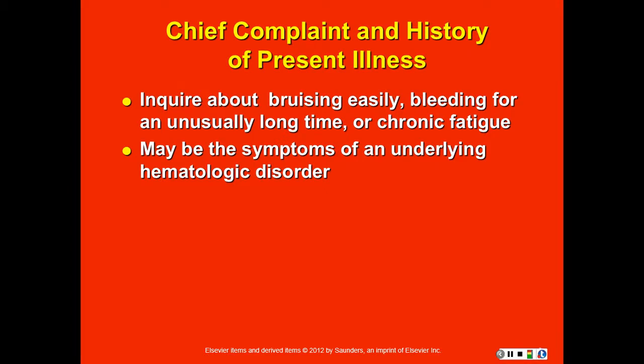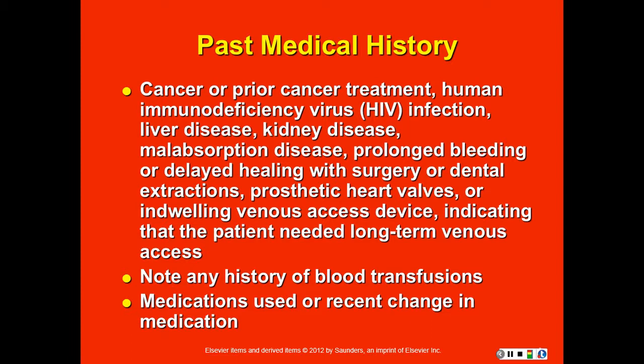When we're asking them about their past medical history, these are some of the things that we're wanting to know. Have they had cancer, or have they had any prior treatment for cancer? What does that do to your bone marrow? It knocks it out. It decreases the production from the bone marrow. Do they have HIV? Problems with their liver? Problems with their kidneys?